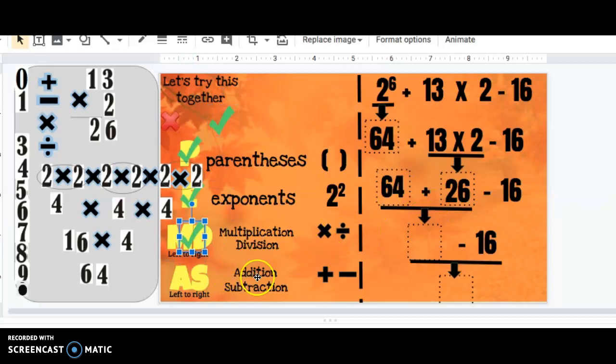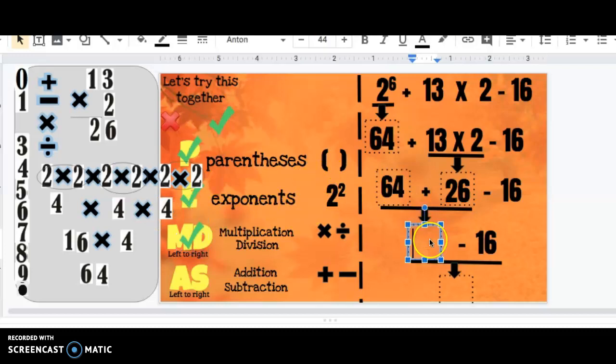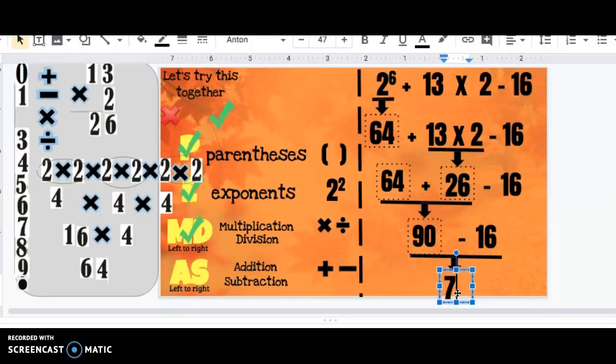Now I have to do addition and subtraction. I see an addition, I see a subtraction. Addition comes first, but they also are technically next to each other because they only have one number in between. So when I say next to, that means they only have one number that separates the two operations. So I'm going to do 64 plus 26. So 64 plus 26 is 90. And then 90 minus 16, you would double click in your box, and you would have gotten 74.